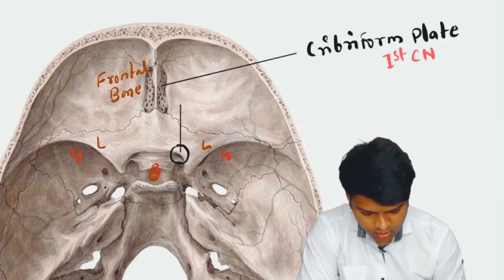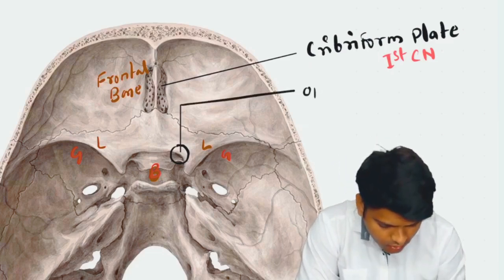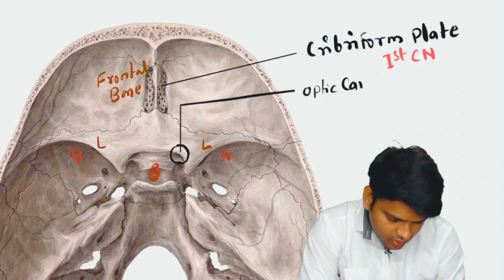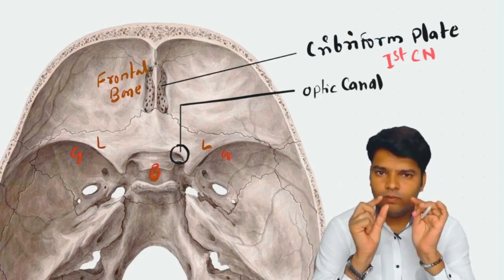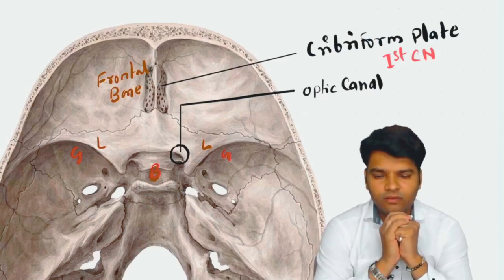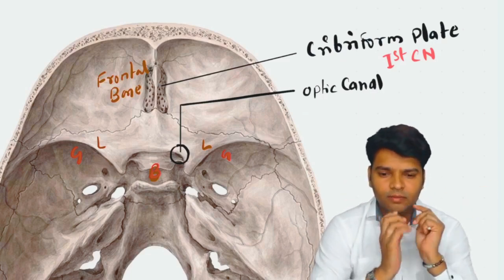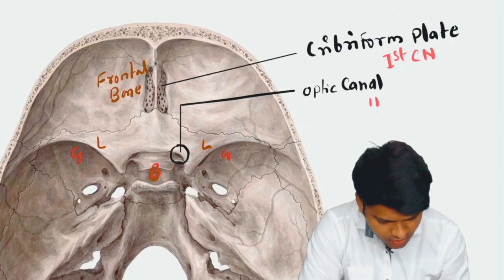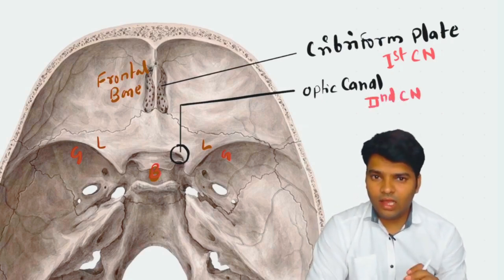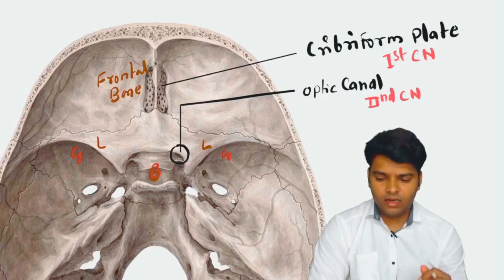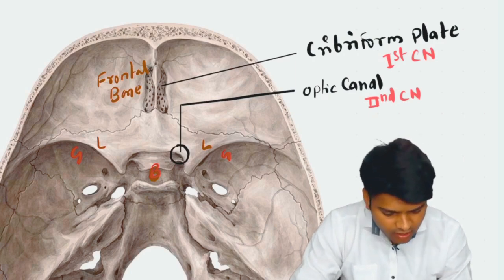I will write here the optic canal. Can you tell me which structure passes through the optic canal? Optic canal means the optic nerve. The optic nerve, the second cranial nerve, passes through the optic canal along with the ophthalmic artery.